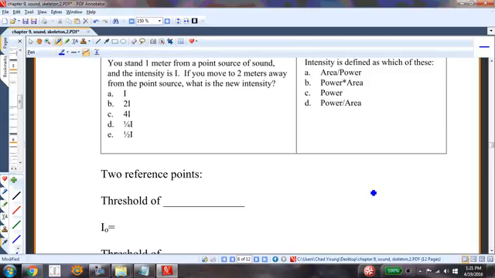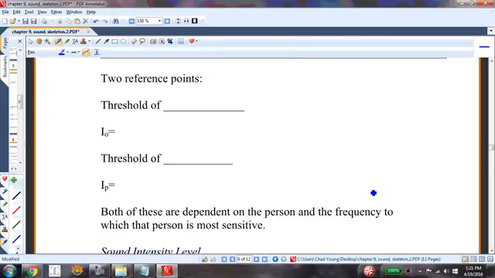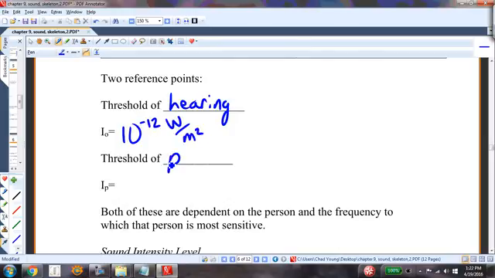You should try those. You should be able to answer them now. Now, when we're talking about intensity, we'll have two reference points. We have the threshold of hearing. You don't need to memorize these, but you do need to know they exist, and they'll be on your equation sheet. The threshold of hearing especially, which we'll use when we determine the sound intensity level, not the sound intensity, but this threshold of hearing is 10 to the minus 12 watts per square meter. And then the threshold of pain is 1 watt per square meter.